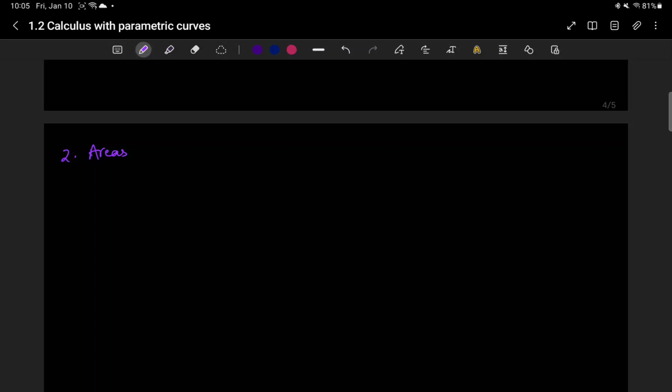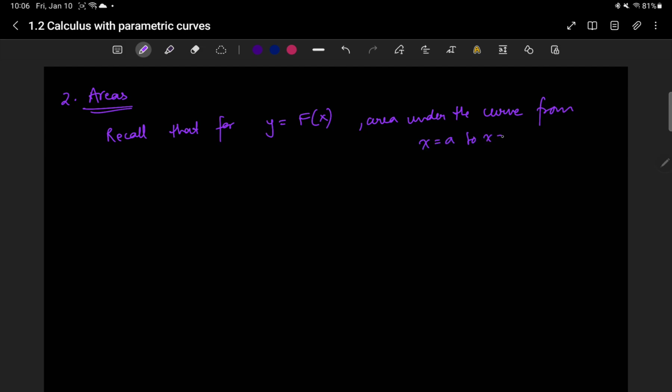Continuing with calculus with parametric curves, the next thing we will look at is areas. Once again, recall that for a function y equals f of x, the area under the curve from x equals a to x equals b is given by this particular integral.